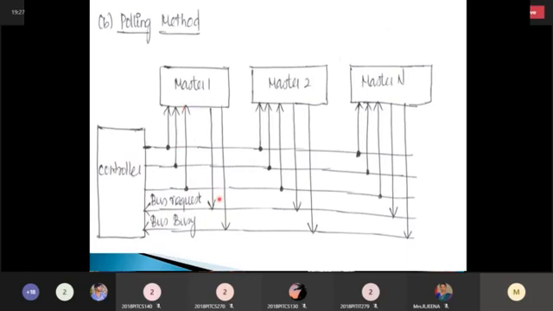When it wants to send any data or retrieve any data, it will send the request, which goes to the bus request lines. And when the bus is busy, during that time it will be waiting, and then it will be reading.